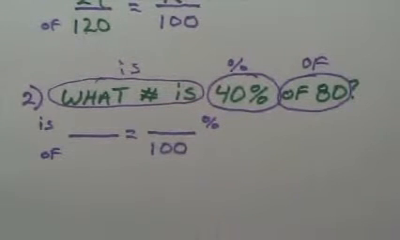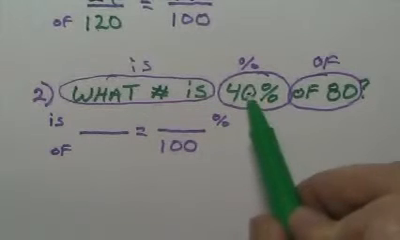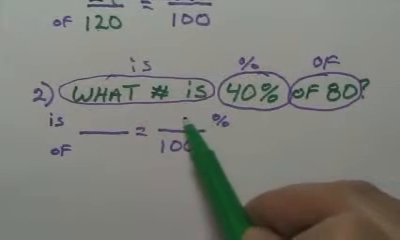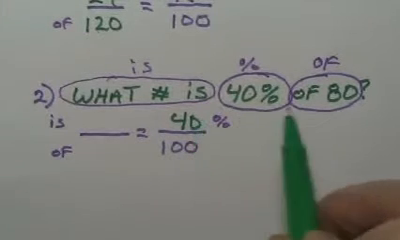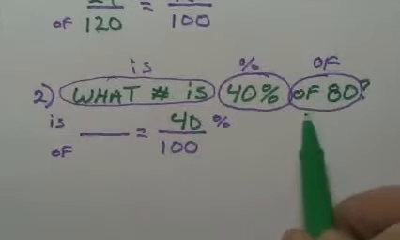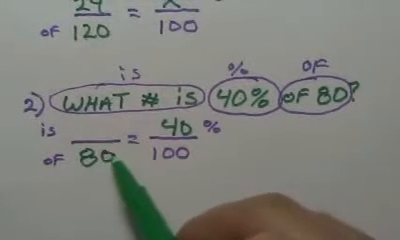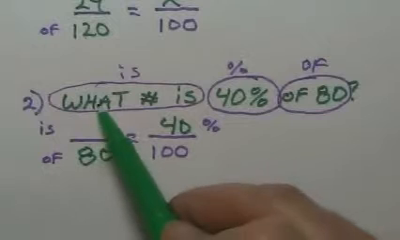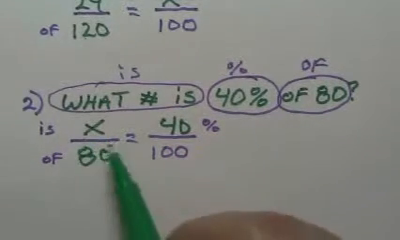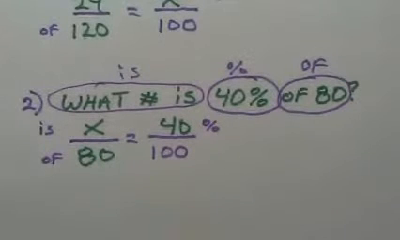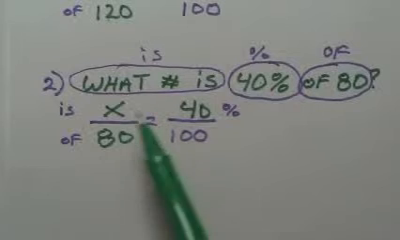Okay, let's put those in the places they belong. I know the percent number is 40. Percent goes up here, so I will put 40 right there. The of number is 80. The of goes down here, so I will put 80. And I don't know the is. The question is, what number is? I don't know. That's what I need to solve. Okay, so we just set up. We'll solve it in a few minutes.